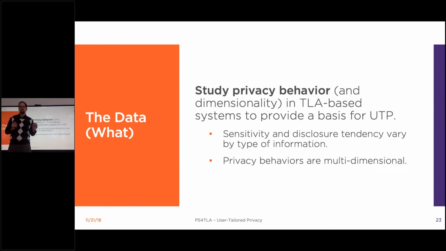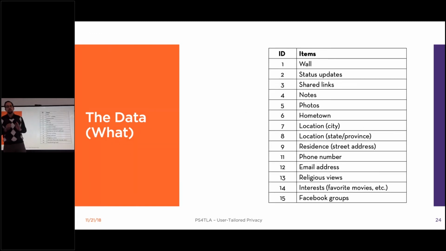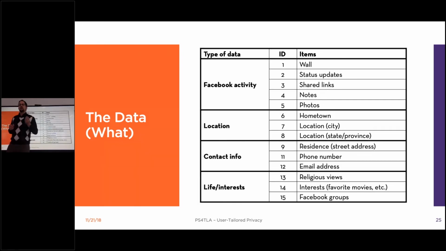As an example of this, here are 15 different items that one can disclose on their Facebook profile. A friend of mine asked about 200 Facebook users how likely they were to disclose each of these pieces of information publicly. So, set these things open to all. I analyzed his data, and I used the dimensionality reduction technique of factor analysis. And I found that the data actually consists of 4 different dimensions.